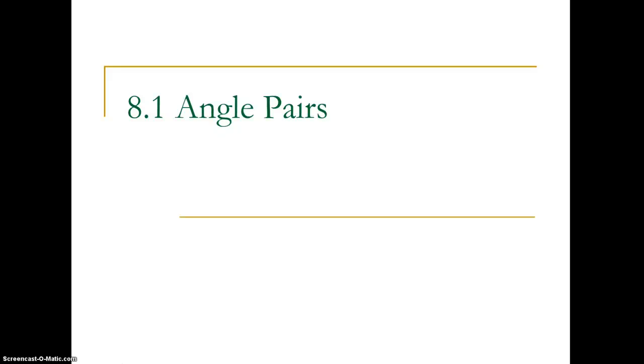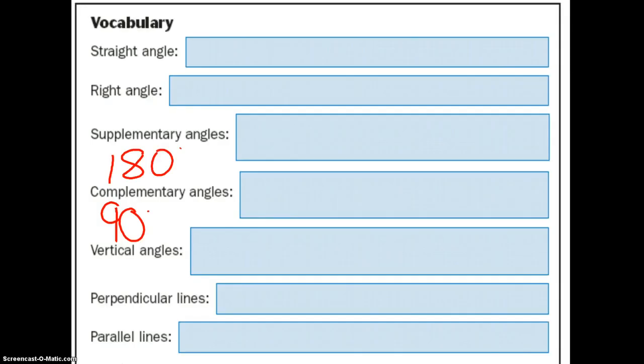Lesson 8.1, Angle Pairs. A straight angle is an angle whose measure is 180 degrees. It's a straight line, essentially. A right angle is an angle whose measure is 90 degrees. You can draw a picture if you want.